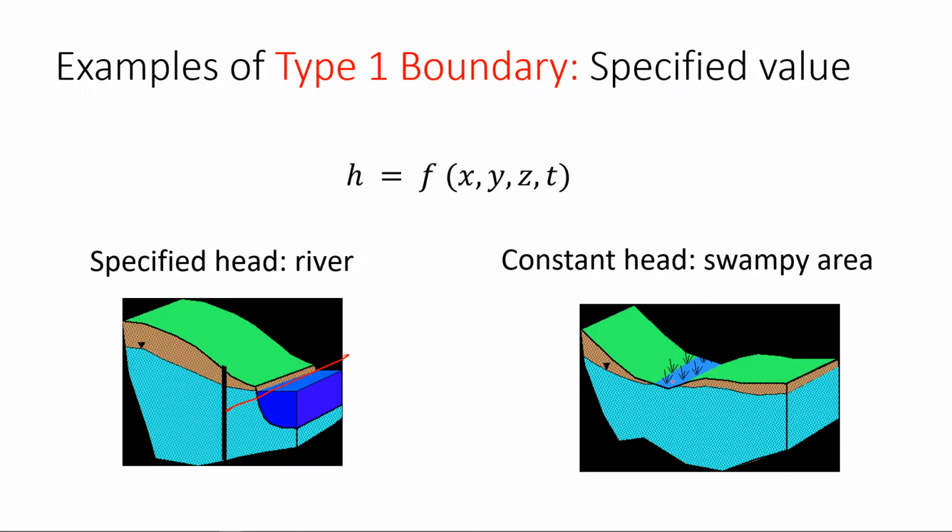Or a constant head. Constant head like a swamp. Let's say we have a swamp that has a constant water level throughout the year. So the head here would be constant throughout the year. Something like this.